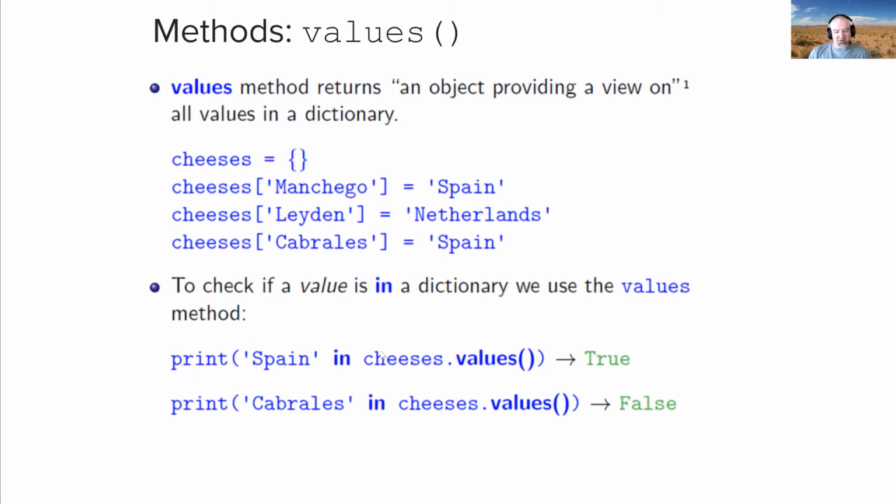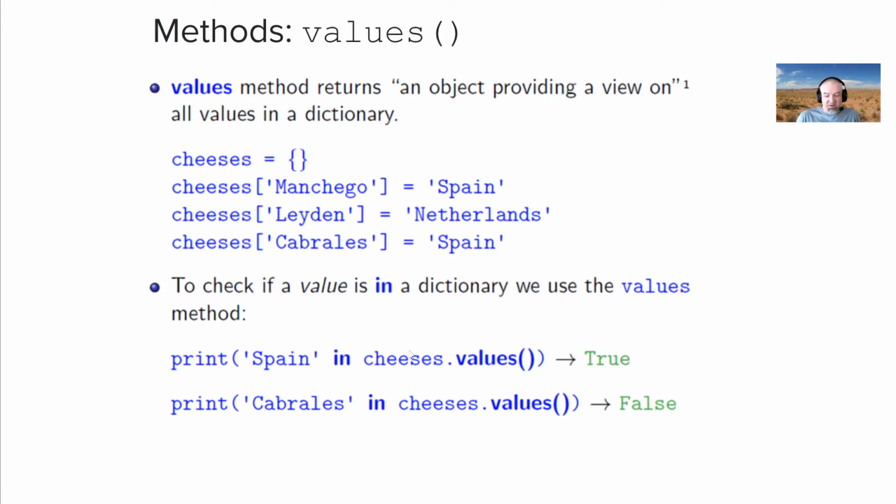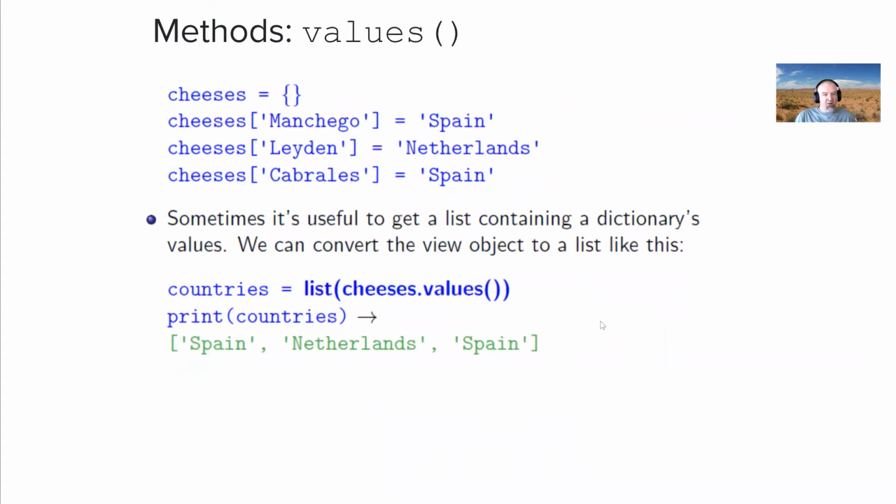So here, if we do Spain in cheeses.values, applying the method values to the dictionary cheeses, this will evaluate to Spain, Netherlands, and Spain. So Spain is in the values of cheeses, and that should return true. If you look for Cabrales in the values of cheeses, again, this will evaluate to Spain, Netherlands, and Spain. Within those 3 different strings, is Cabrales there? That is not true. It's not there, so that will return false, right? Okay.